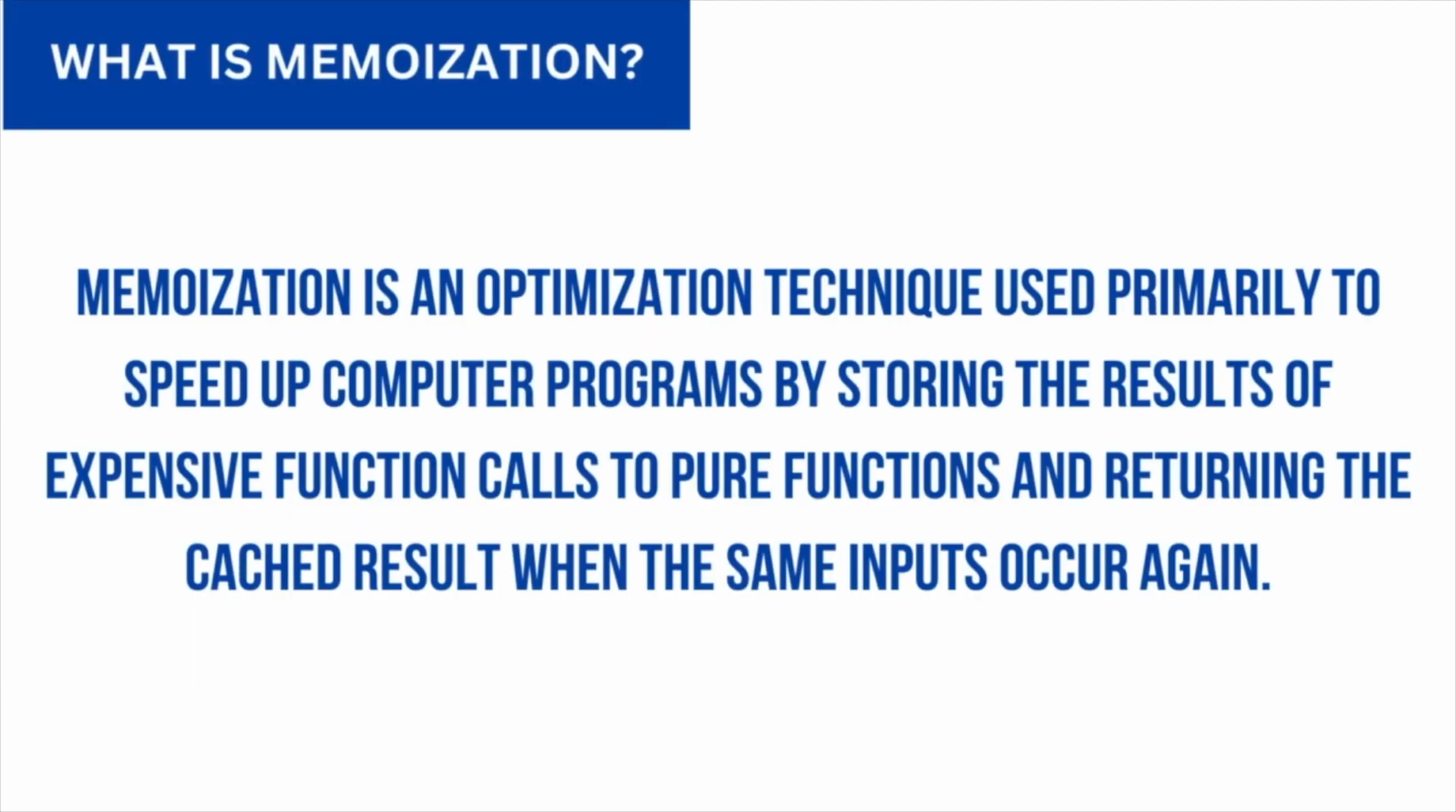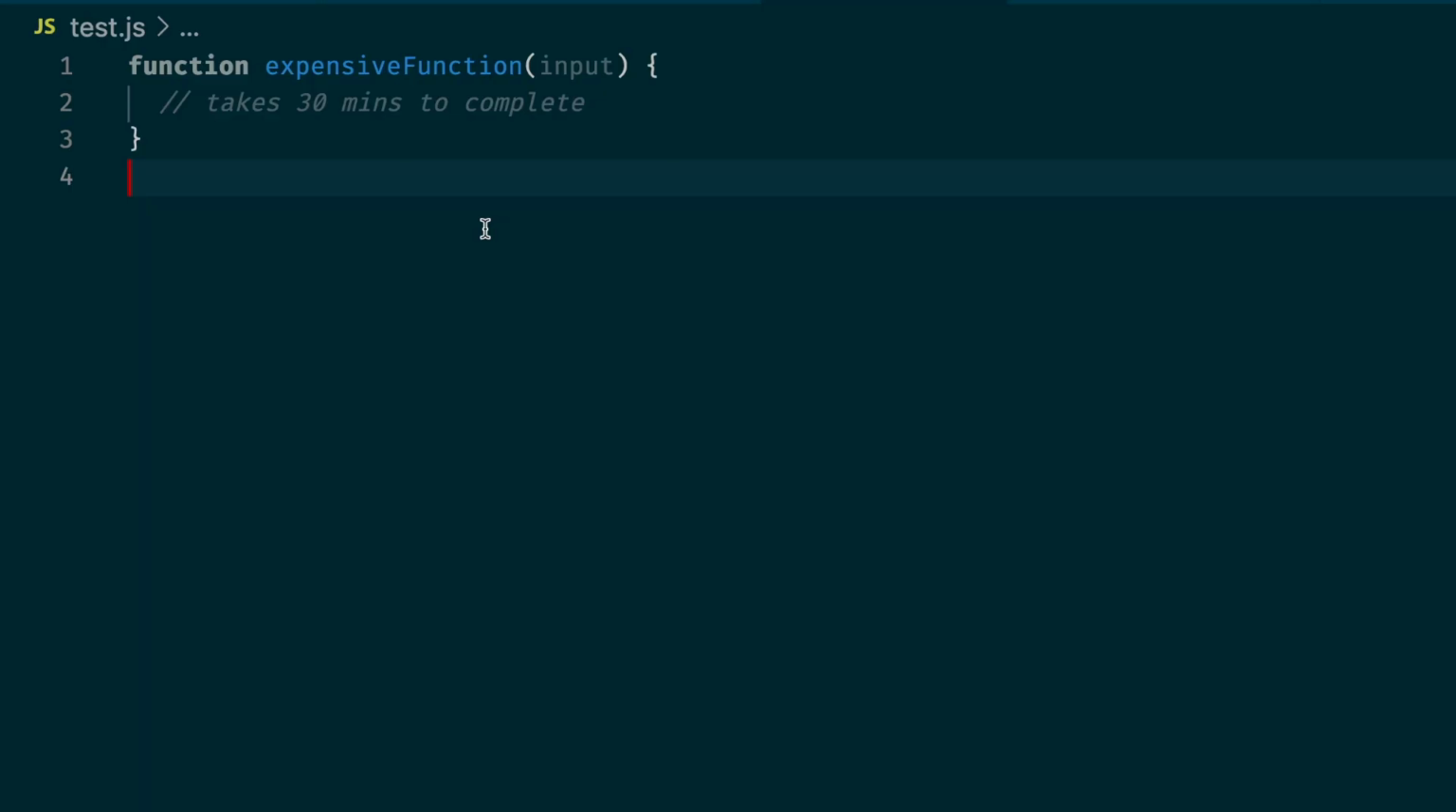Now let's begin. Memoization is a global optimization trick used generally in software development. It is used to speed up computer programs by storing results of expensive function calls to pure functions and returning the cached result when the same inputs occur again. We can use this same trick in JavaScript, but first let me show you in pseudocode the basic idea of memoization. Now let's say we have an expensive function like this with an input.